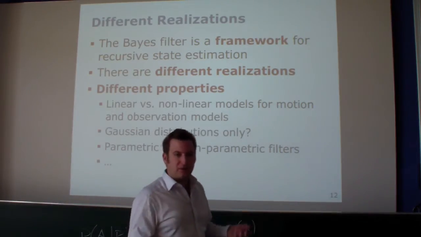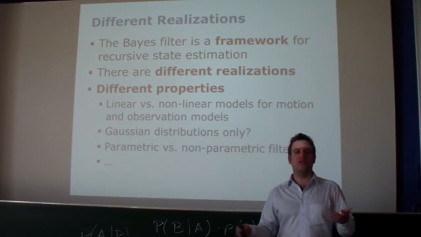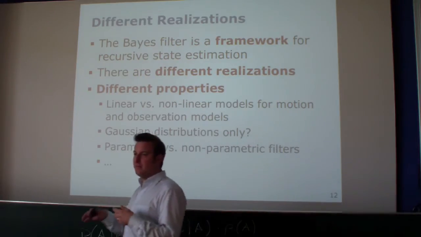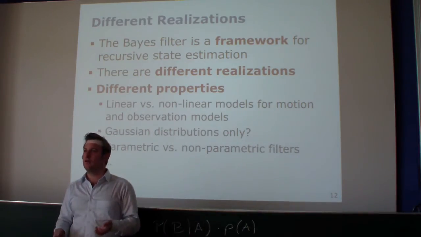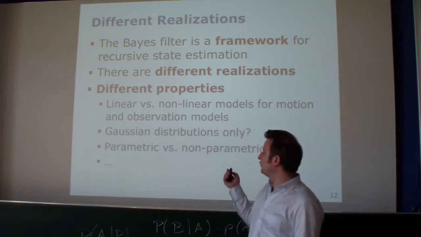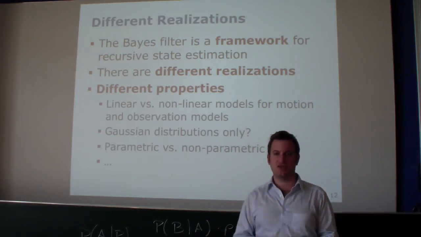Or is it something we want to describe in a non-parametric way? If this is the case, we can also use a different implementation of the Bayes filter. There are different properties, about which assumptions you make, or information you know about the problem you're investigating, which have an impact on which kind of implementation of the Bayes filter you should actually use.